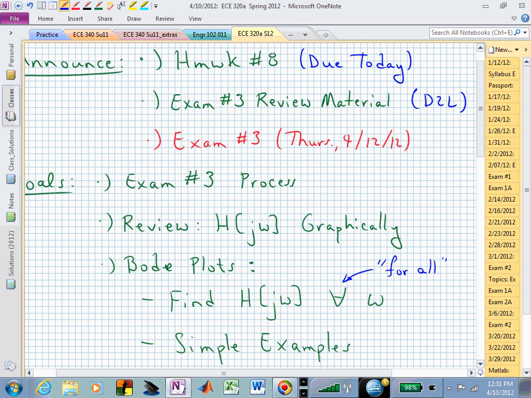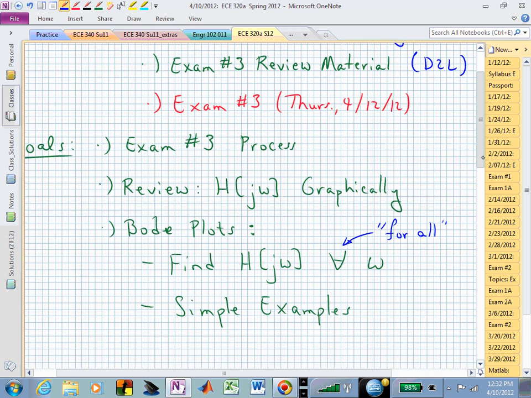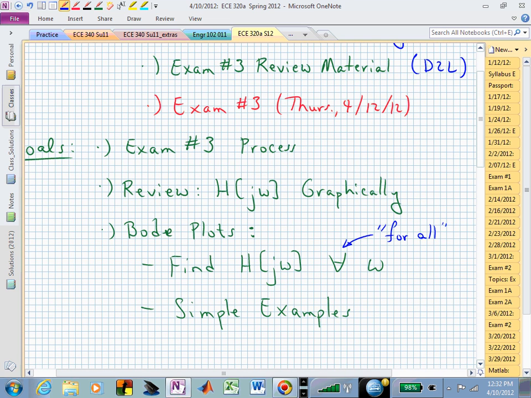Today what I want to do is just review the policy for exam number 3, or the process, which is consistent with the previous exams. We will review H of j omega, how we determine that graphically. That's really to get us thinking, one, in terms of the exam, that material can be on the exam, and two, it sets the stage nicely for Bode plots, which is when we want to actually create H of j omega magnitude and phase information for all frequencies. That's really all we're doing.